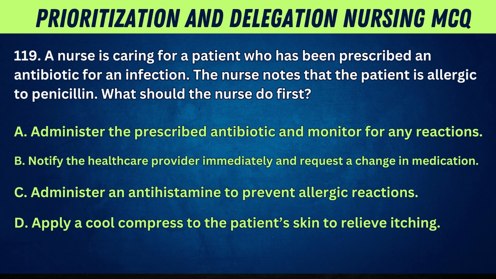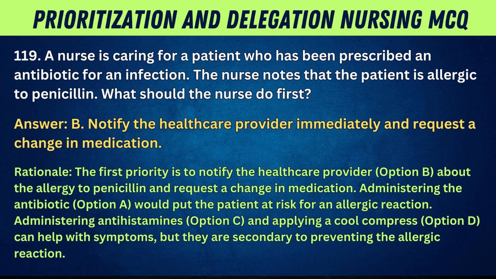119. A nurse is caring for a patient who has been prescribed an antibiotic for an infection. The nurse notes that the patient is allergic to penicillin. What should the nurse do first? A. Administer the prescribed antibiotic and monitor for any reactions. B. Notify the healthcare provider immediately and request a change in medication. C. Administer an antihistamine to prevent allergic reactions. D. Apply a cool compress to the patient's skin to relieve itching.